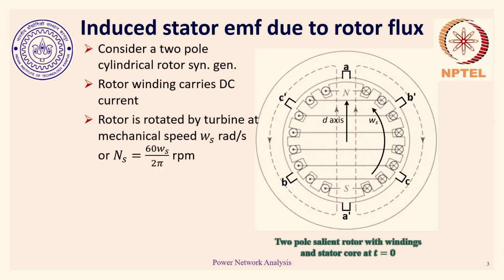So we take the example or case of a two-pole cylindrical rotor synchronous generator. Cylindrical rotor is pretty obvious. The air gap is uniform. This is the rotor. And over here I have the stator, in which I have marked a few concentrated slots for phase A, phase B and phase C windings.